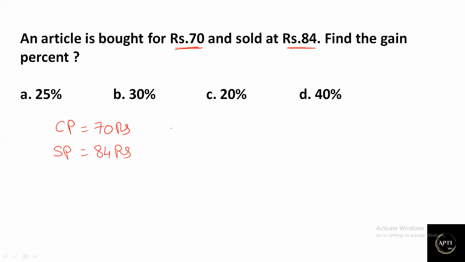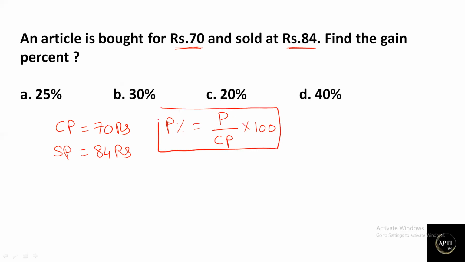If you want to find profit percentage, everyone just try to understand: profit percentage can be calculated by profit divided by cost price into 100. We discussed this formula in the last class already. Now how much is your profit? When we are getting profit, for sure the selling price should be greater than the cost price. How much profit you get is calculated by profit equals selling price minus cost price. Now 84 minus 70 rupees.